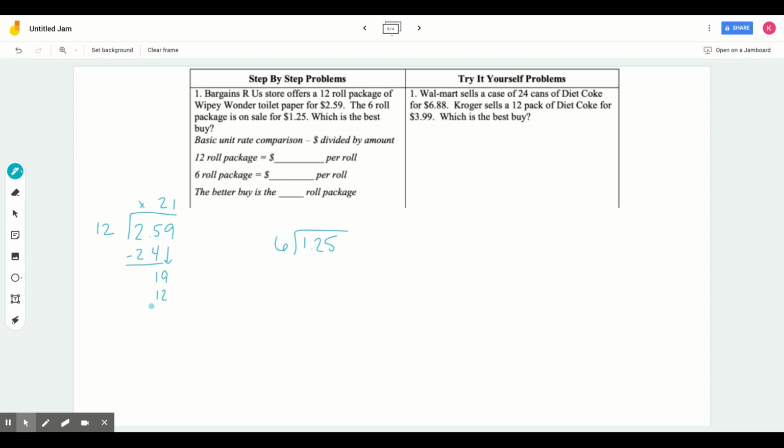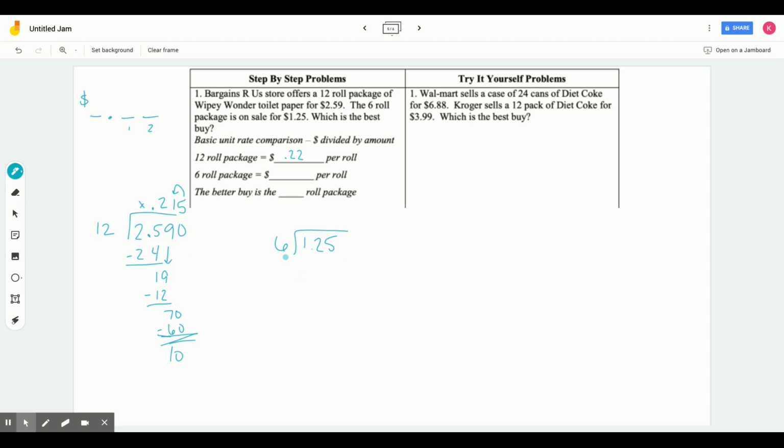12 times 1 is 12. 19 take away 12 is 7, and we can bring down a 0. We know that 12 can go into 70 5 times. 5 times 12 is 60, and we have 10 left over. Now, remember that we're going to bring our decimal point straight up. When we're talking about dollar amounts, remember that we have 2 places behind the decimal. So here we need 2 places behind this decimal. So the 5 would tell the 1 to get larger. So 0.22 or 22 cents per roll.